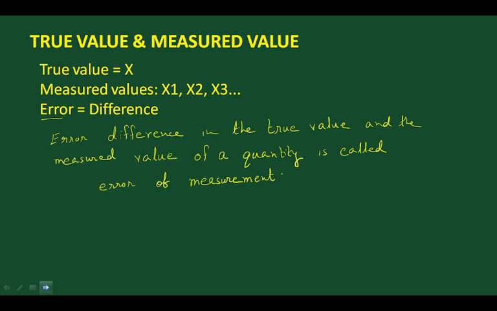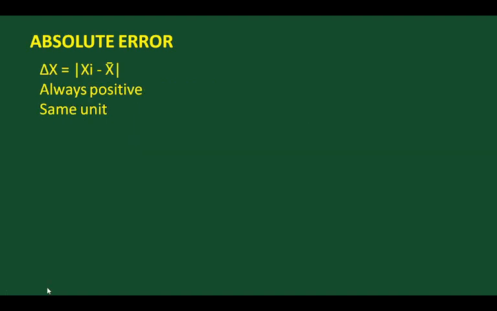Now let's go to the next thing, absolute error. What is absolute error? The magnitude of the difference between the individual measurement and the true value of a quantity is called the absolute error of the measurement. It is denoted by del A. For measurement, absolute error is defined as del x is equal to xi minus x bar, always positive and having the same unit.